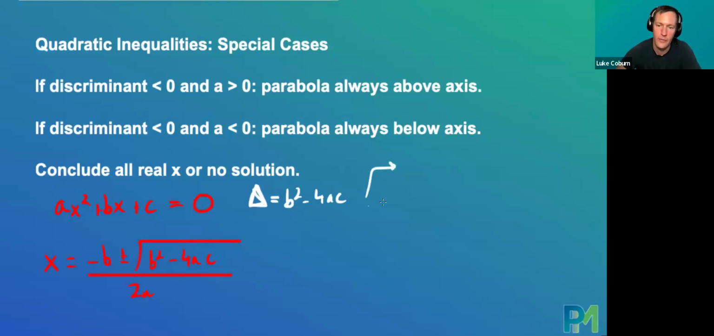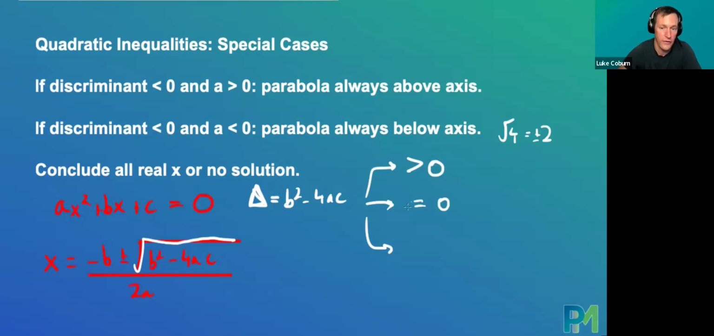Now, if we look at this, there are 3 possibilities. The first possibility is that it's greater than 0. Then we can find the square root of it, because the square root of a positive number, like the square root of 4, is 2 or minus 2. The next is that the discriminant is equal to 0. Here we get a double root, the same root twice. And if the discriminant is less than 0, there are no real roots. This is when we get into complex numbers.